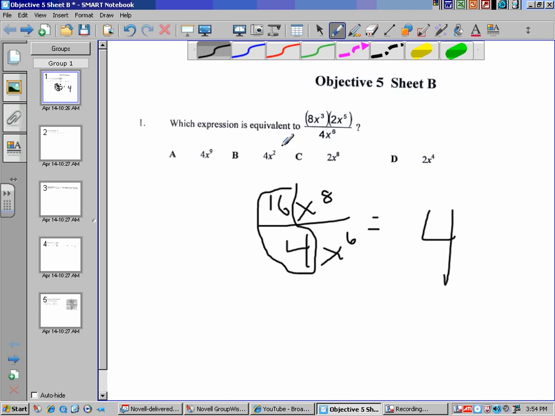So from that part alone, I can eliminate C and D and go just to these two. Now, when you are dividing, you have to subtract the exponents. So I have x to the 2nd power. So your answer should have been B.